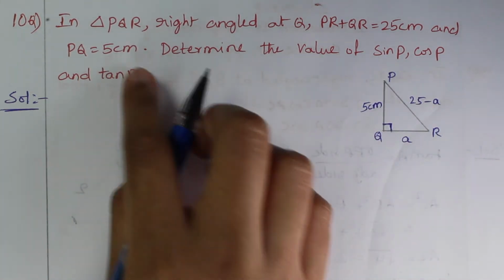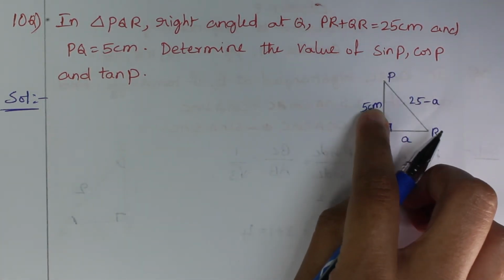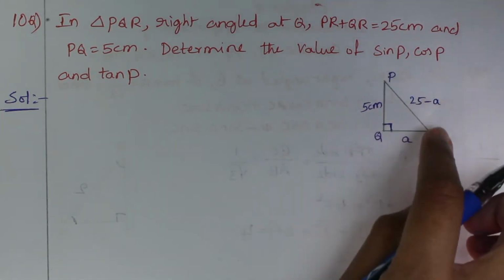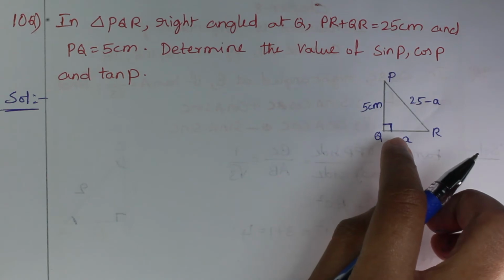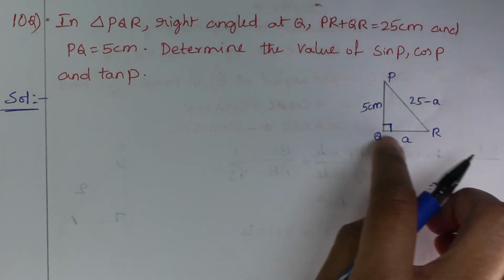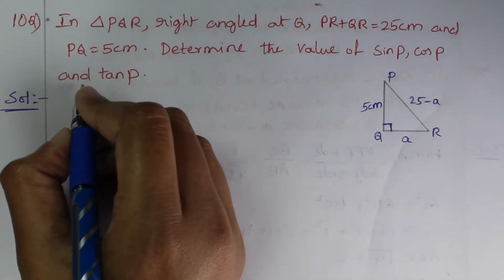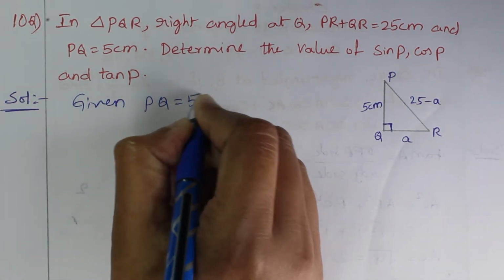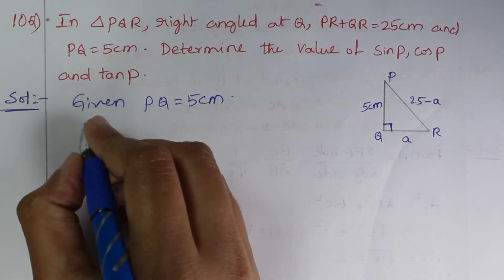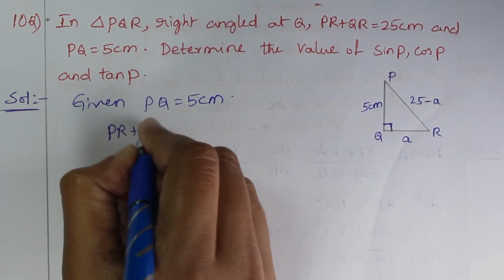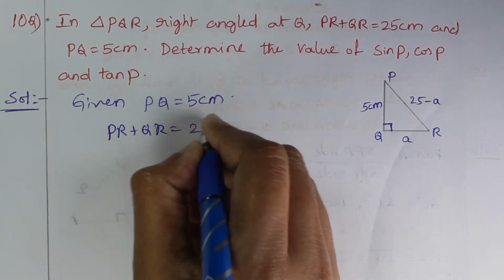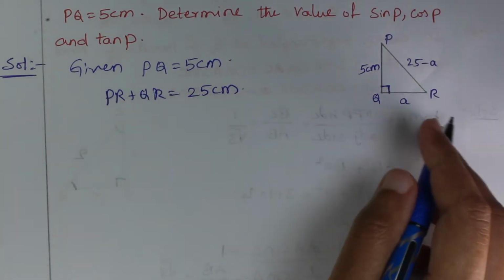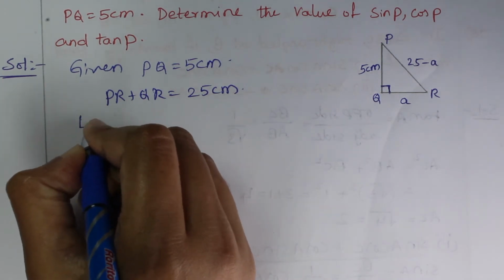And then PQ is equal to 5 centimeters. And PR plus QR is equal to 25 centimeters. So given PQ is equal to 5 centimeters, PR plus QR is equal to 25 centimeters. So let us assume QR to be A centimeters.